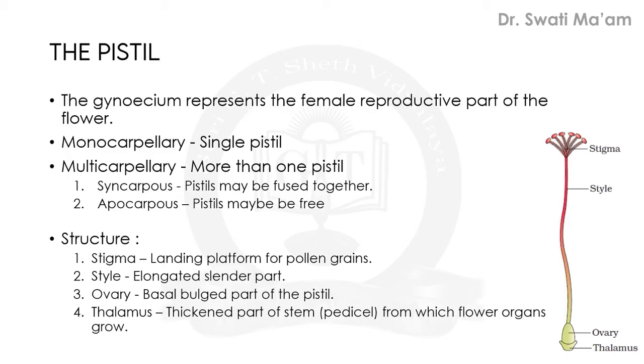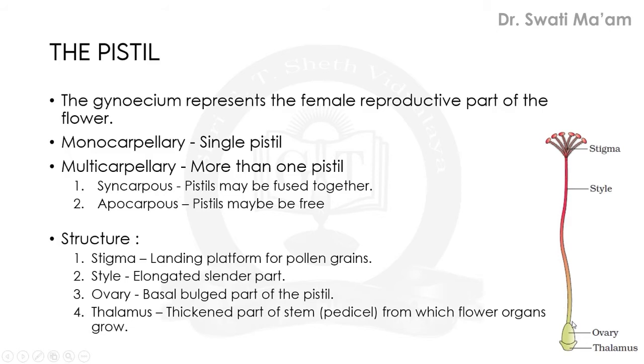Here, the structure of the pistil is shown, which you are observing on the screen. Now let us see the structure of the pistil in detail. The whole structure represents a pistil, and this type of pistil is observed in the China rose flower. You can observe three parts. The foremost, uppermost part is the stigma. It is shown here. It is followed by the style, which is an elongated, slender, tubular part.